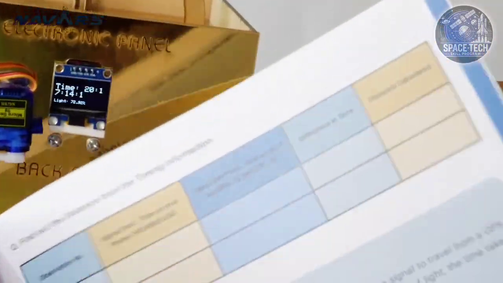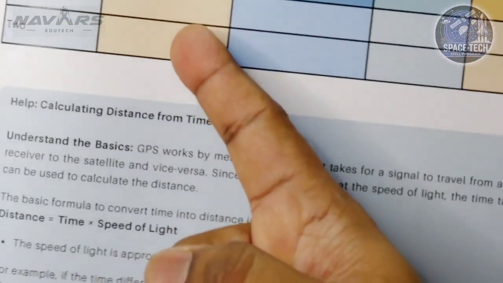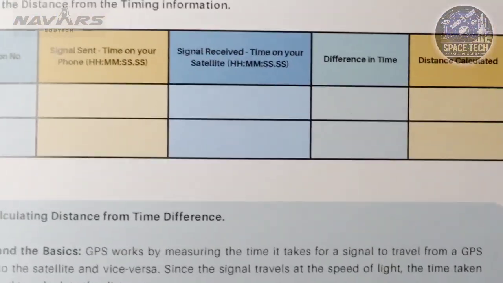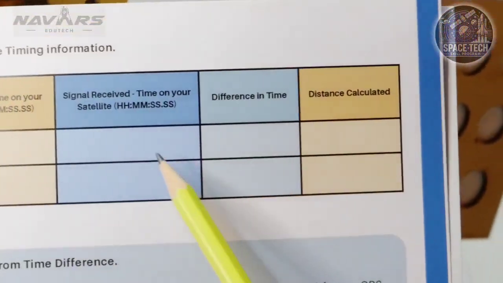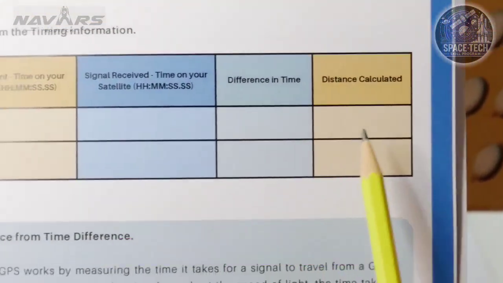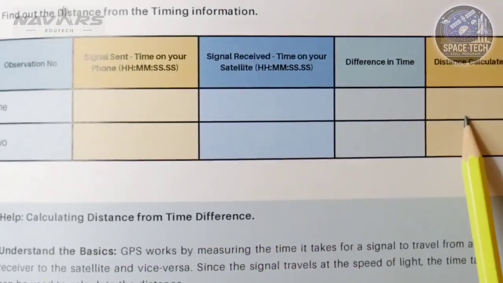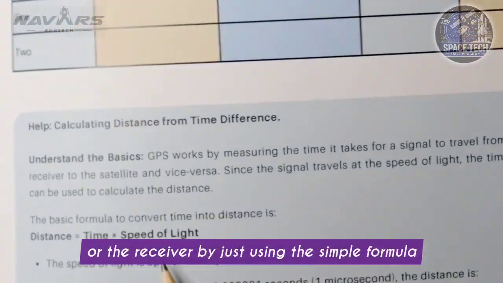So in the workbook, we'll note down the signal sent time, and we note down the signal received time, and we calculate the difference in time to calculate the distance of the satellite or the receiver by just using the simple formula.